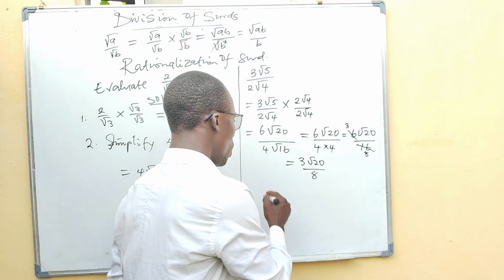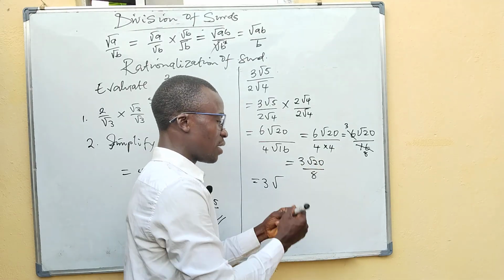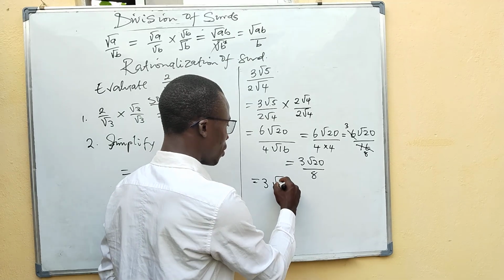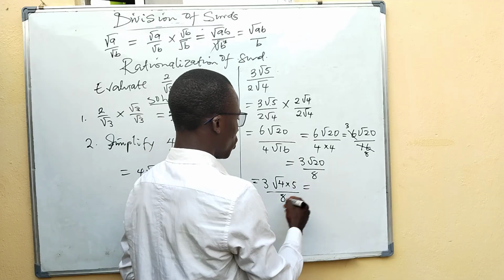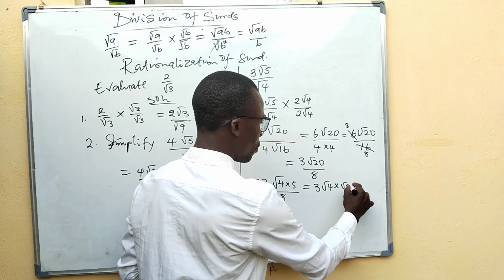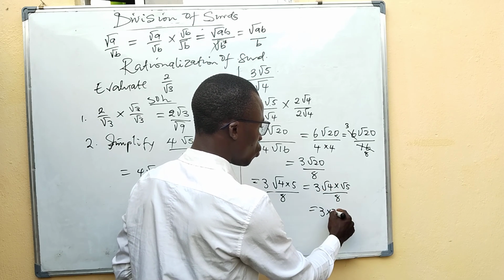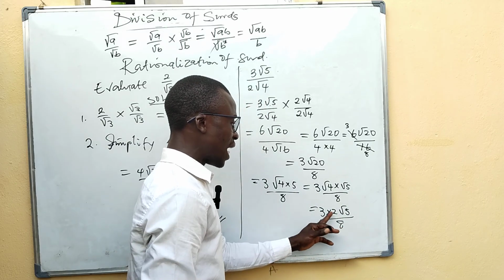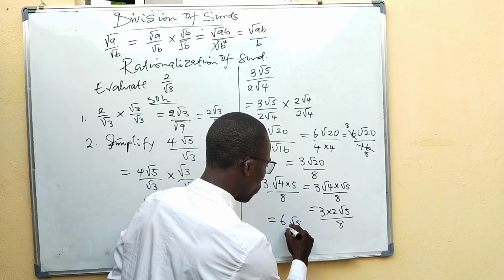So what do we do here? We will now say it is 3 root... What are the two numbers that, if they multiply themselves, will give us 20? By the method we're using, that is 4 times 5. We're going to say root of 4 times 5 over 8, so we are going to have it as 3 root 4 times root 5 over 8, which will give us 3 times root 4 is 2, root 5. We don't have any other, so all over 8. So 2 times 3 is what? 6. So it will be 6 root 5 over 8.